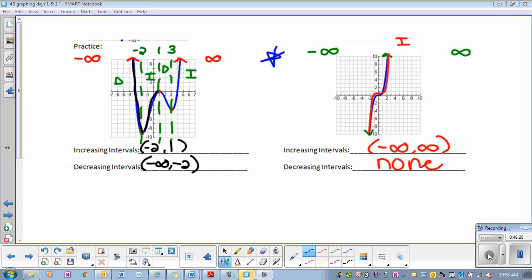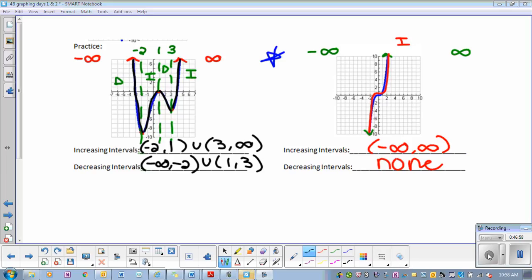And then what's it doing from 1 to 3? You have a 1 and 3? Yeah. Okay, 1 to 3, decreasing. And then the last one, 3 to infinity, is going up, and that's increasing. Is that the one that you missed? Yeah. Are you okay with it now?